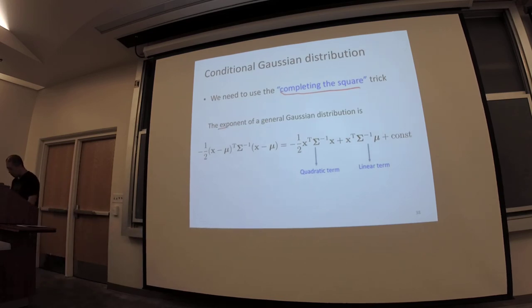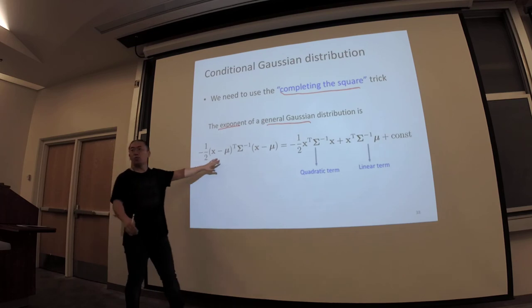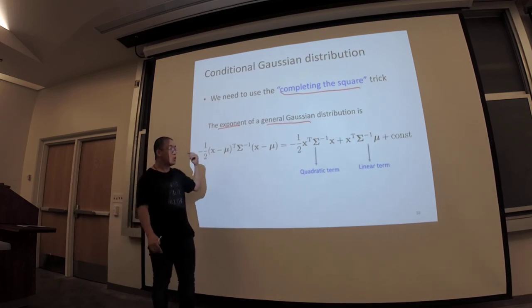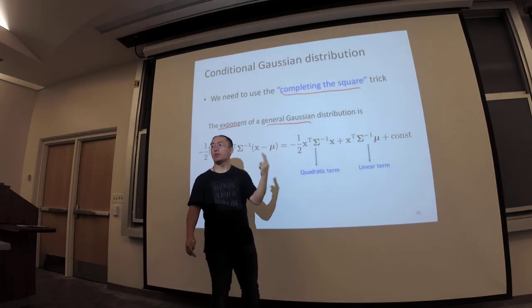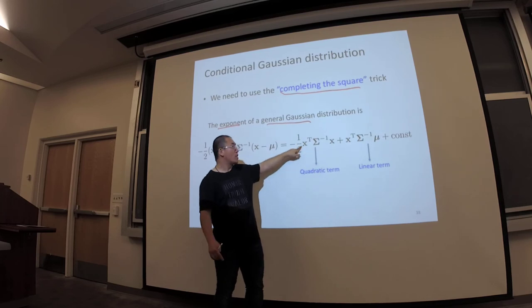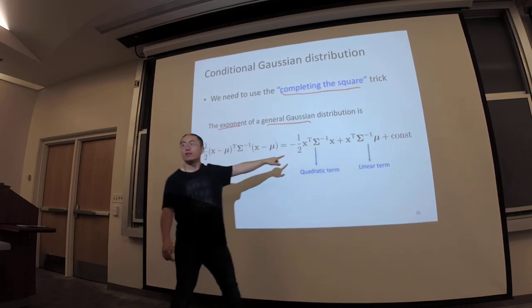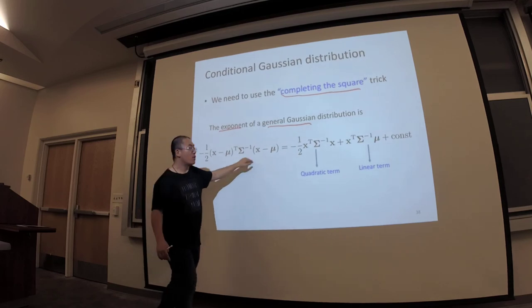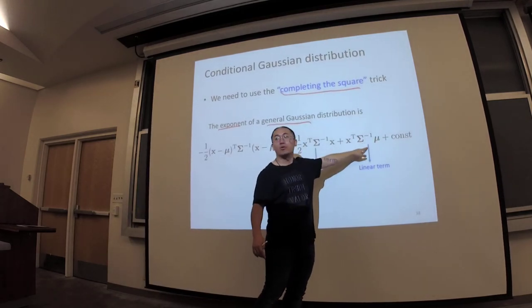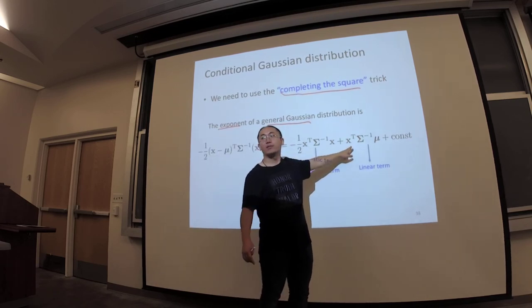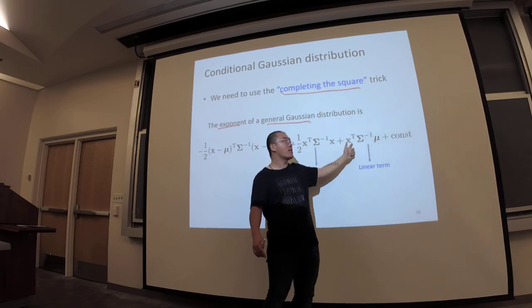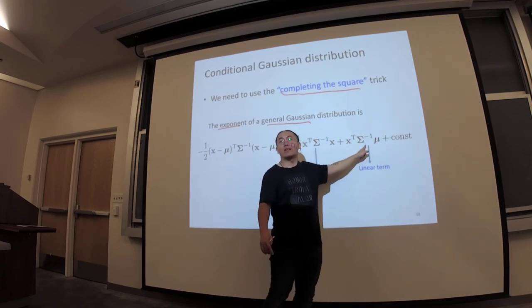So the first observation is that for any Gaussian distribution, if you look at the exponent, it is a quadratic form, right? If we expand it and look at terms which involve the vector x, it only consists of two types of terms. One is called the quadratic term, which is x transpose sigma inverse x. The other term is x transpose sigma inverse mu. The first term is quadratic in x. The second term is linear in x. Remember, this is just an inner product between x and this vector, since sigma inverse mu is a vector.